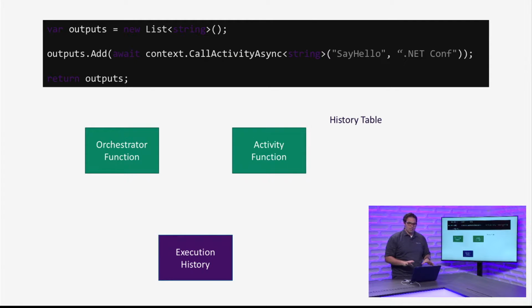I'm calling a function, say hello. I'm passing it the value .NET-Conf. Whatever it returns back, which is going to be a string, I'm going to add that to my list. Okay, so very simple. All I want to do is call this function and stick the output into my list, which is a string. Now, how do we actually do that from the framework perspective?